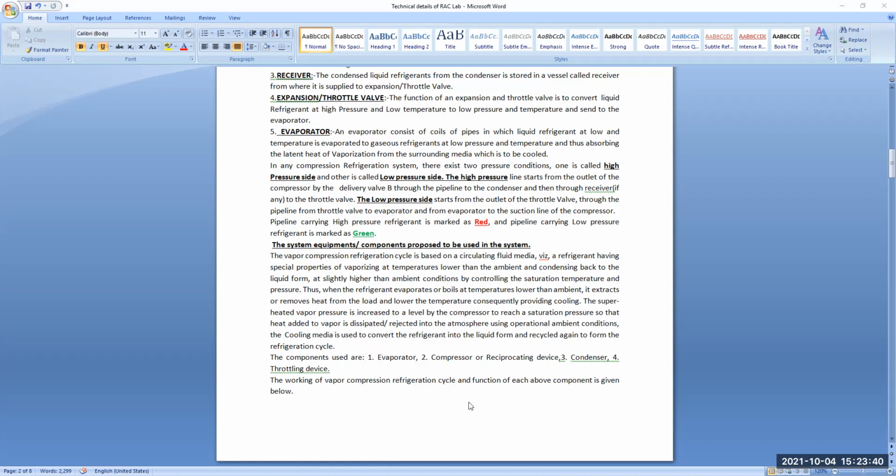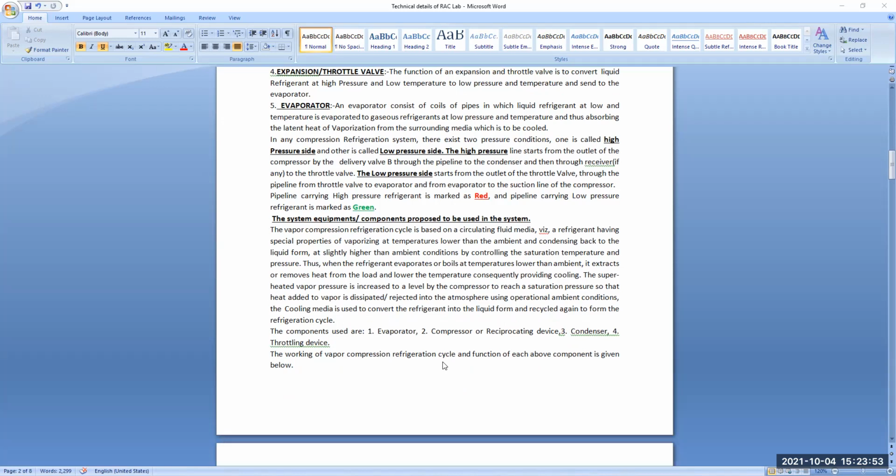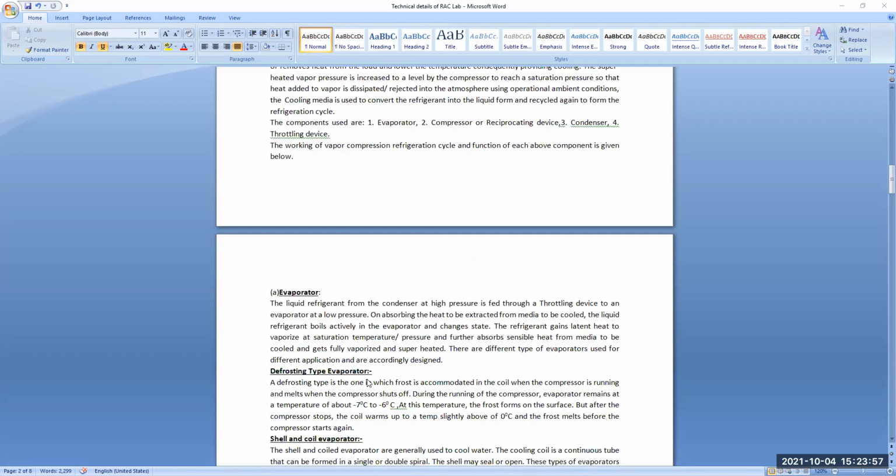Now, what are the components I have just told you? Evaporator, compressor, a reciprocating device, a condenser, and a throttling valve itself. The working of the vapor compression cycle and the function of each of the above components is given below. So, what is the working of the evaporator?